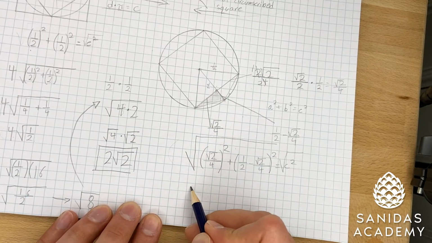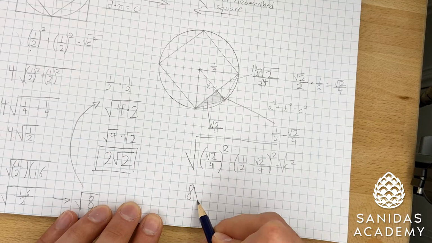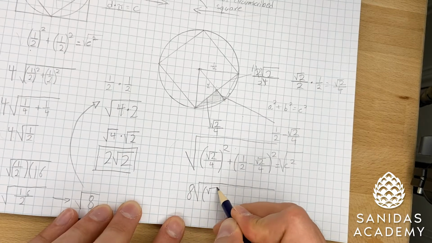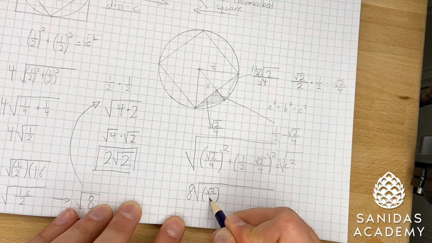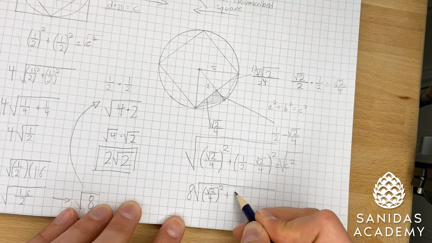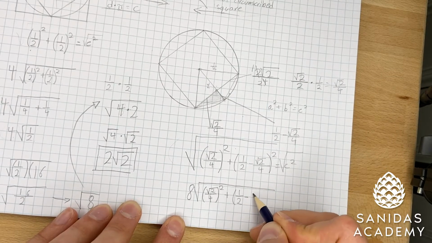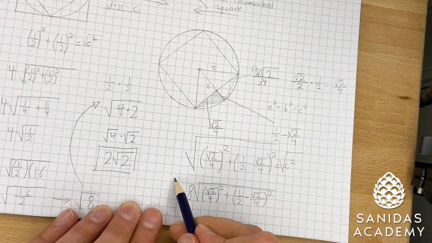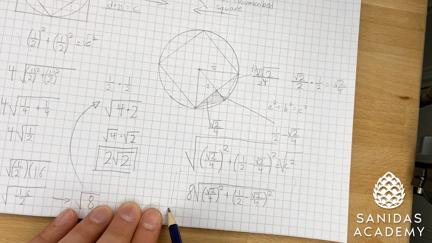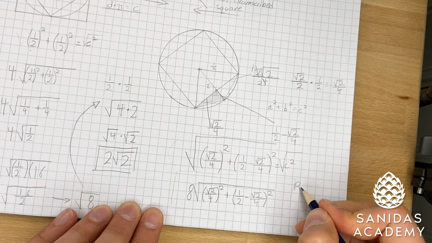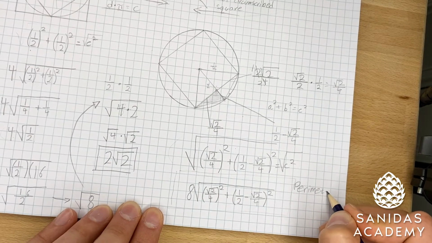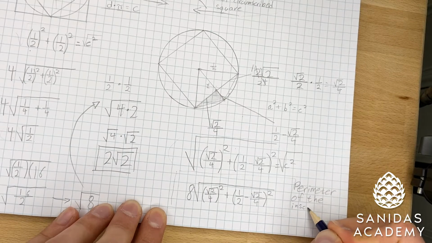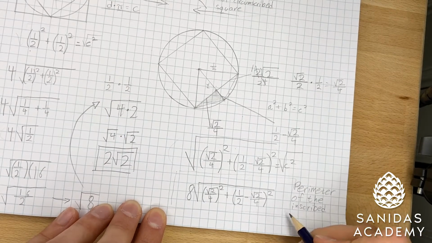So if I bring the entire thing down here, I can start off with a beautiful big 8, and then I put a square root sign, and inside parentheses square root of 2 over 4 squared plus 1/2 minus square root of 2 over 4 close parentheses squared. Yay! This is the perimeter of the inscribed octagon.